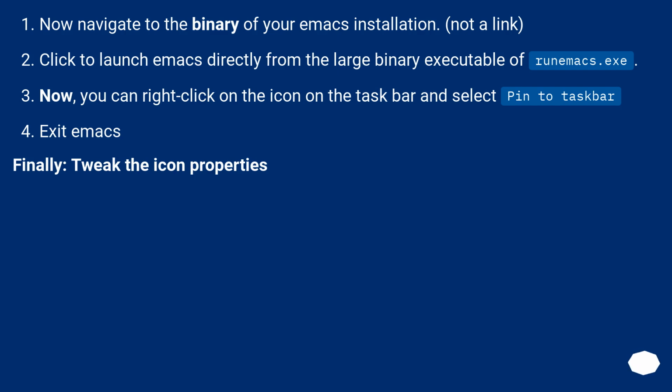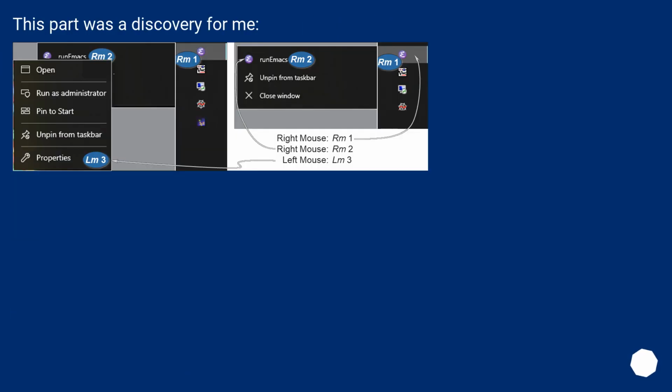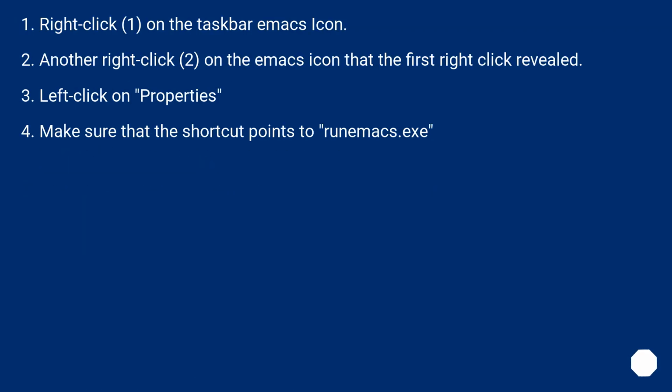Finally, tweak the icon properties. Right-click (1) on the taskbar Emacs icon. Another right-click (2) on the Emacs icon that the first right-click revealed. Left-click on Properties. Make sure that the shortcut points to runemacs.exe.